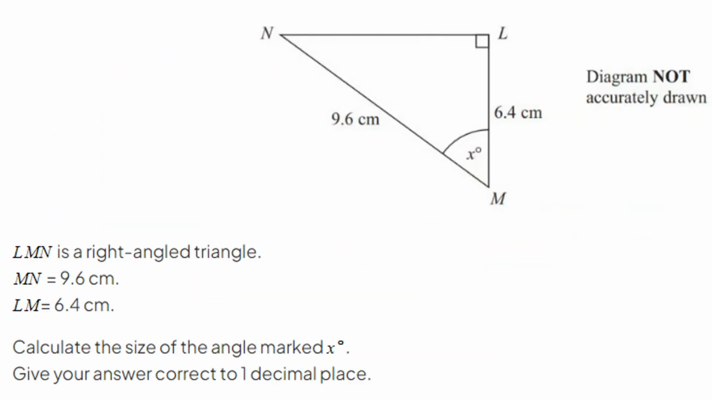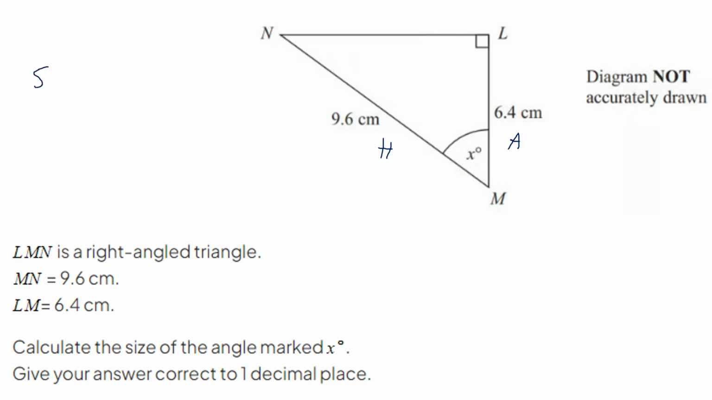What about the angles? Well, what we're going to do is do the same as we've done before. We know that the opposite, we don't know. The adjacent is 6.4, right? And the hypotenuse is 9.6. So we do the same as we've normally done.